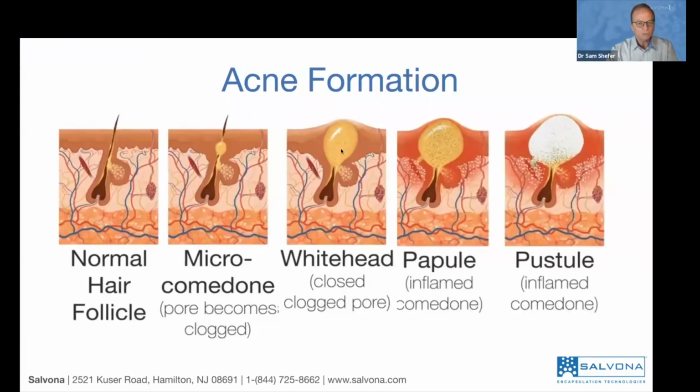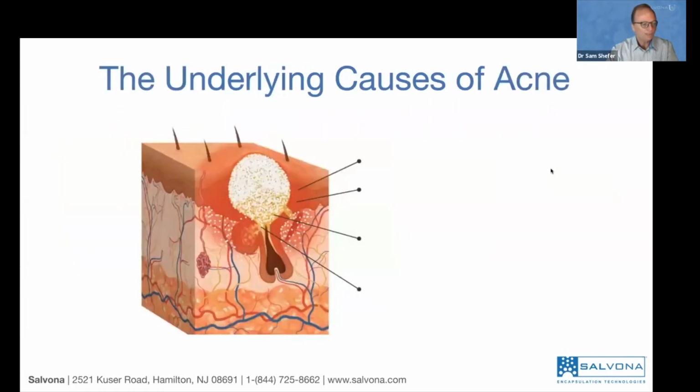When this gets worse, bacteria start to grow here, and we have an inflamed comedone. We start to see redness around it, and it can grow even to a pustule, which is a larger growth with more inflammation, and the bacteria start to grow even out of the hair pimple itself.